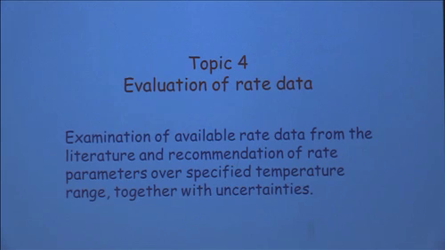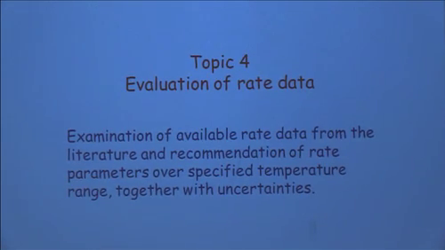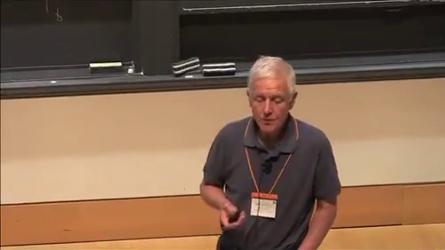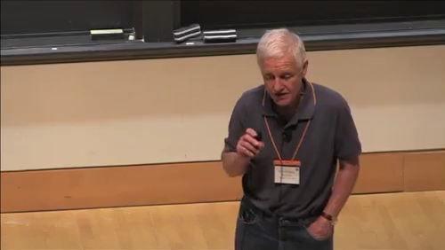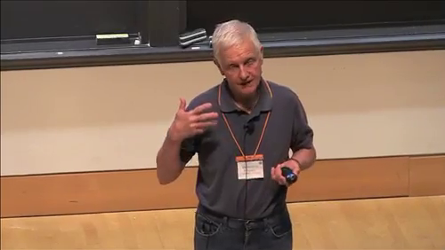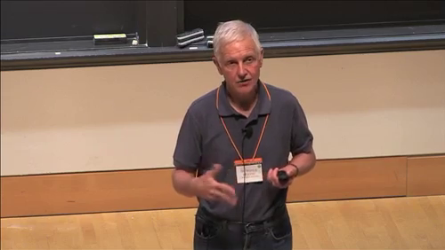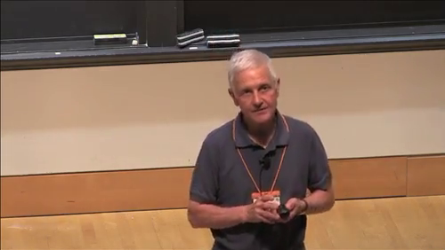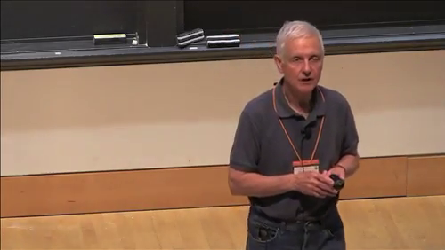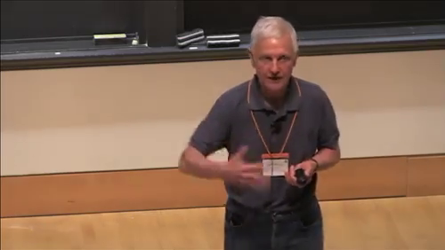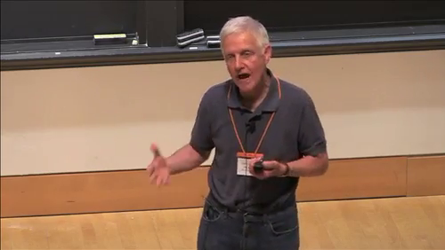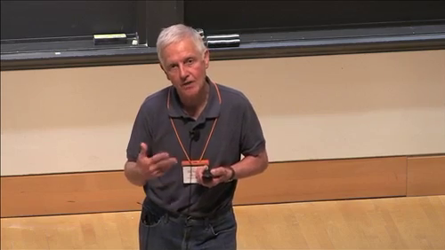Okay, this next topic is all about evaluation of rate data. One of the problems with experimental data in reaction kinetics is that it's often difficult to determine the rate coefficient accurately. You can sometimes determine it with high precision, but an accurate determination is sometimes not possible or sometimes doesn't happen because of complications occurring in the reaction system. There might be some secondary reactions that you haven't taken account of that are messing things up.